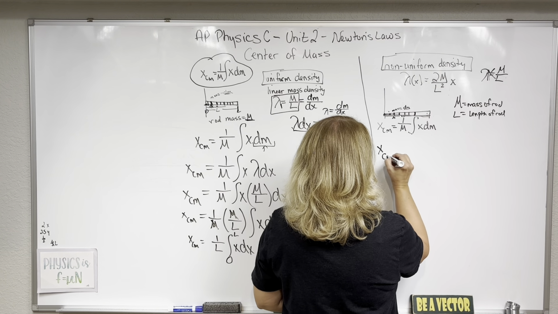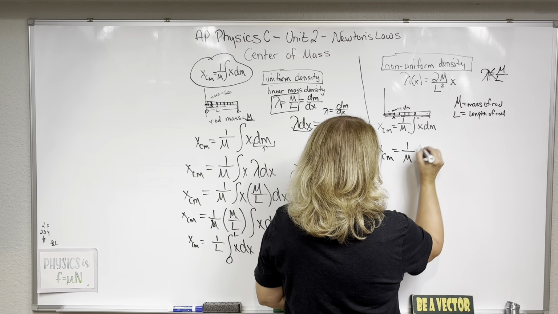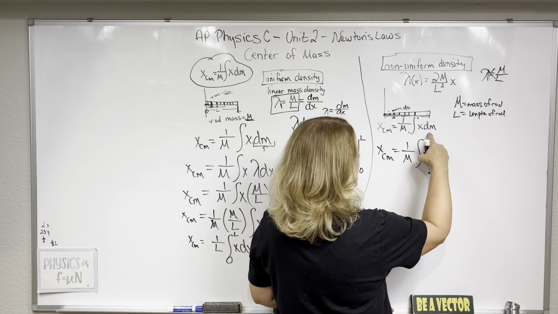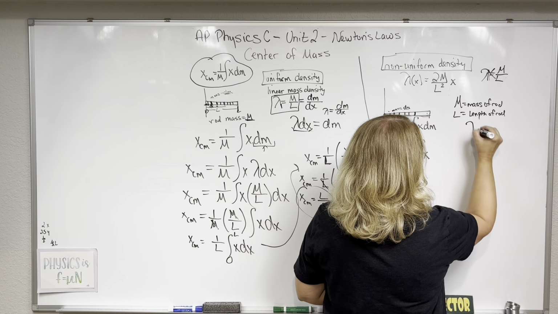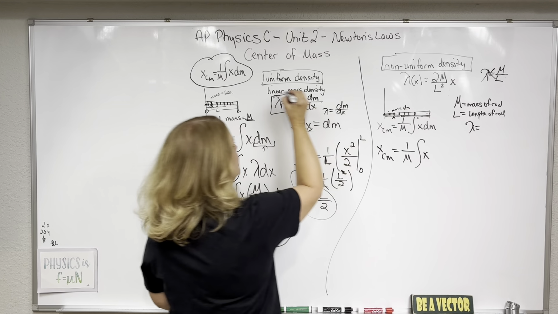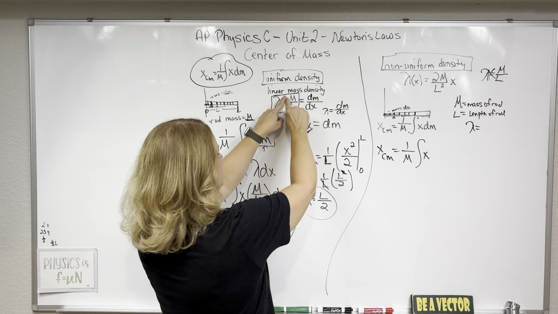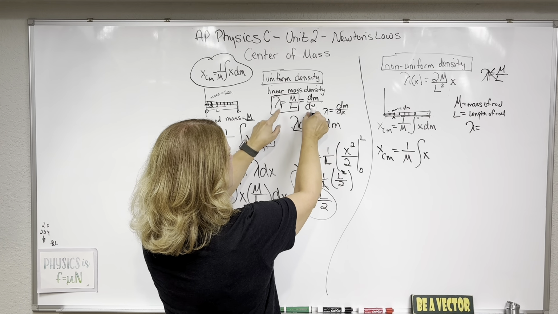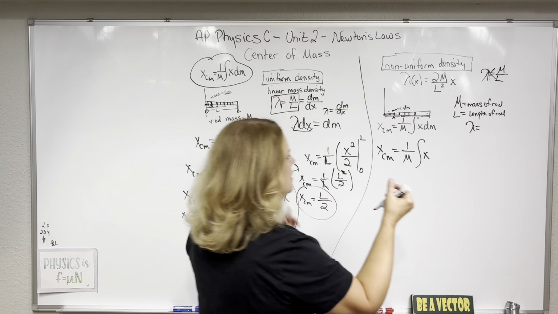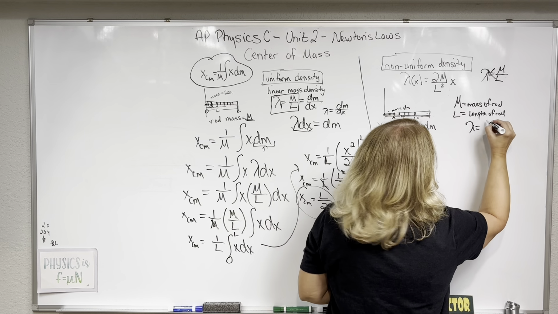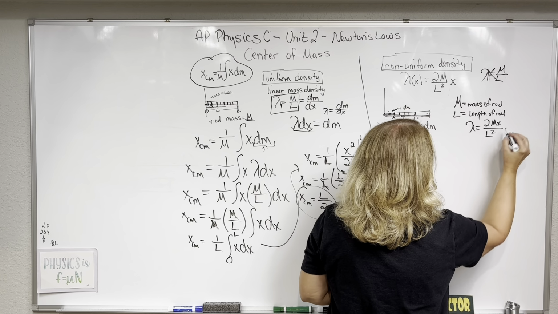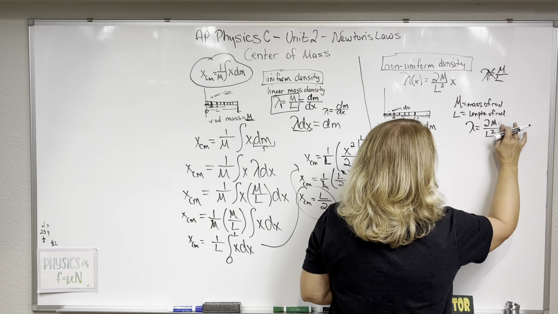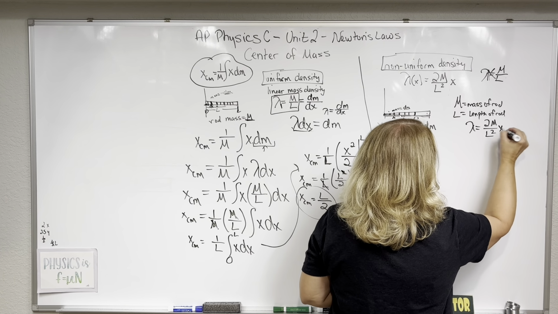So here we go. We have 1 over m, x. I need an expression for dm. Same thing: we're going to set up this little rectangle, similar to the rod. We have lambda equals 2mx over L squared. Let me put x out here to be consistent.